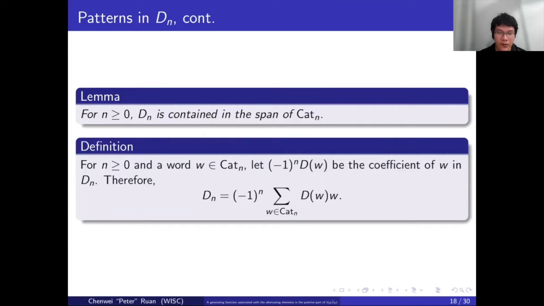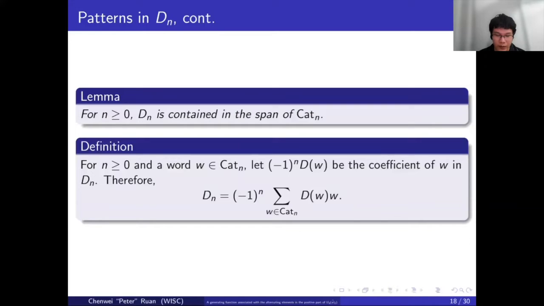This is actually true in general. So we have this lemma, and now let's write down the expansion of D_n. For any natural number n and a word w in Cat_n, we have (-1)^n times d(w) to be the coefficient of w in D_n. So basically we have this expansion, writing D_n as a linear combination of Catalan words of length 2n.